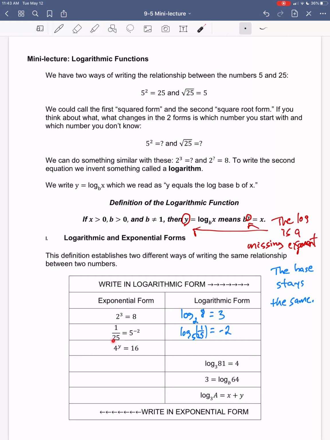So that would be 1 over 5 squared, which is 1 over 25. And then here, I don't have a specific thing I can check. I could figure out what y has to be. I guess it would have to be 2, right? 4 squared would be 16. But how do I just rewrite this?